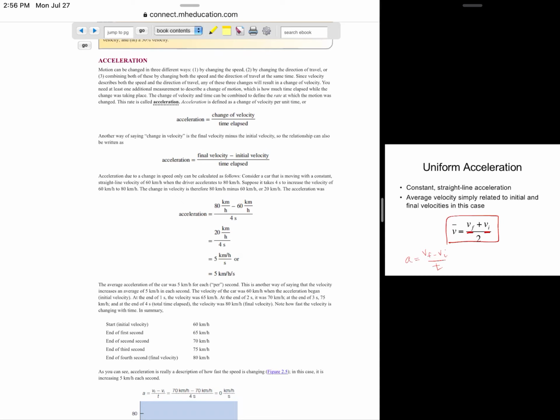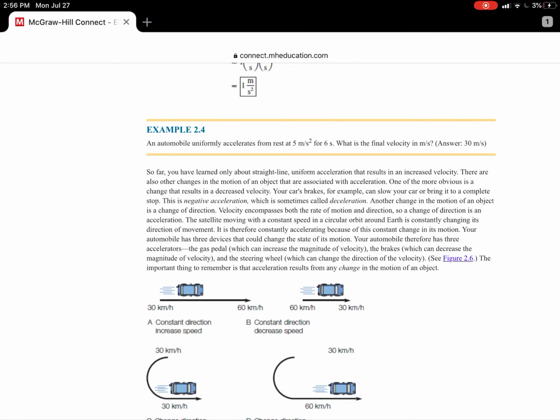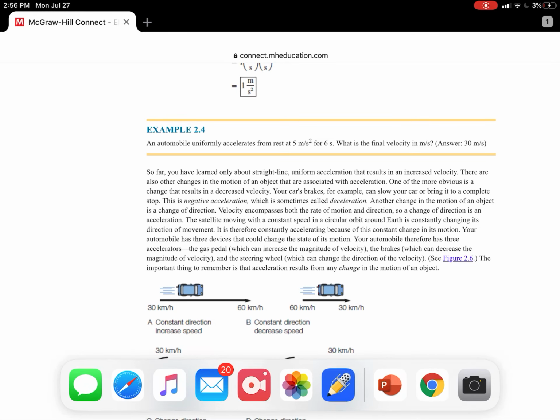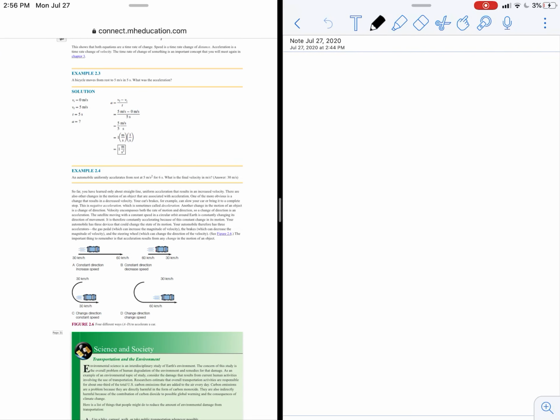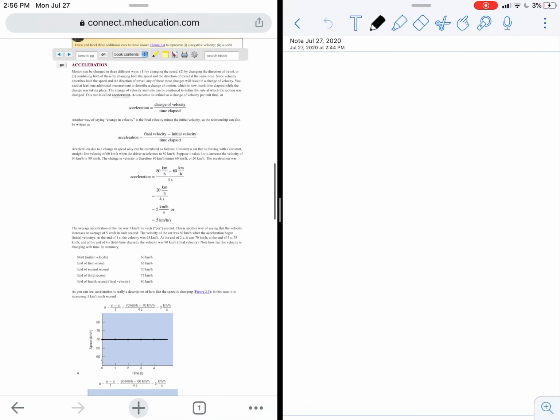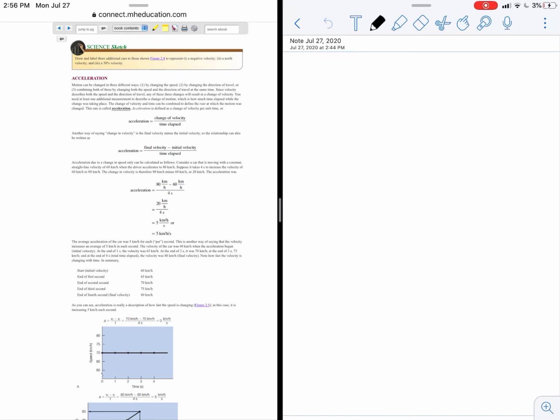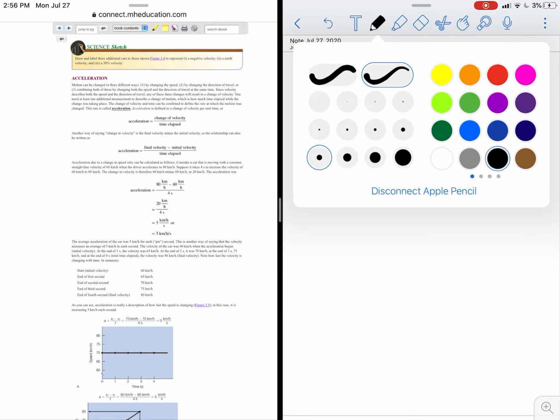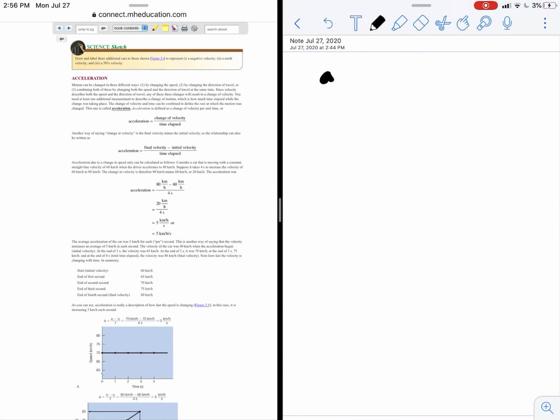Now I'm going to do it a little bit different than they have it here, because I don't like that they have kilometers per hour and then time in seconds. So this is one where I need to actually write out an example. Okay, so we have acceleration. Acceleration is final velocity minus initial velocity over time.